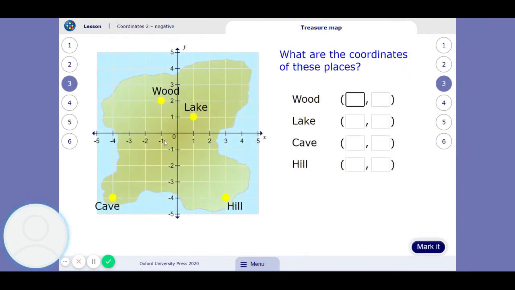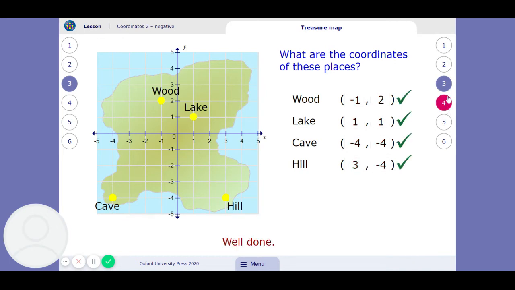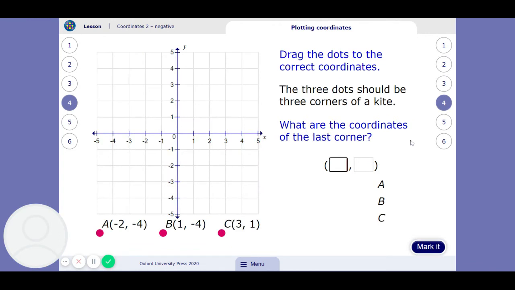Right, so picking out the different places. So the wood is going to be minus 1, 2, which is reading off the numbers. Minus 1, 2. The lake is 1 across and 1 up. The cave is minus 4 across and minus 4 down. And the hill is going to be 3 across and minus 4 down. Got them right, so let's have a look at the next bit.